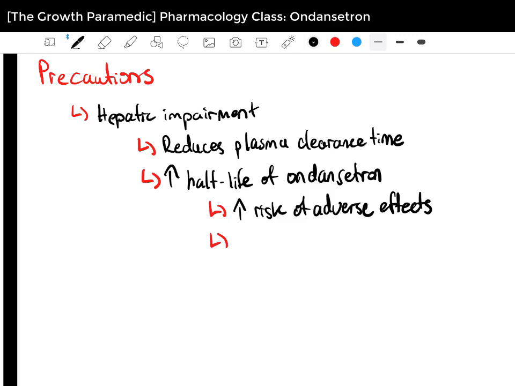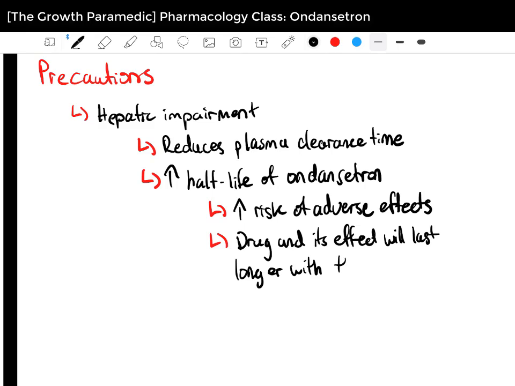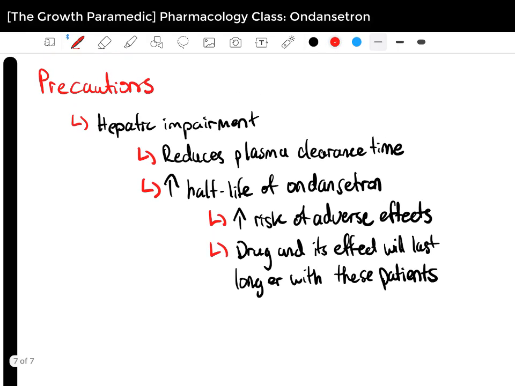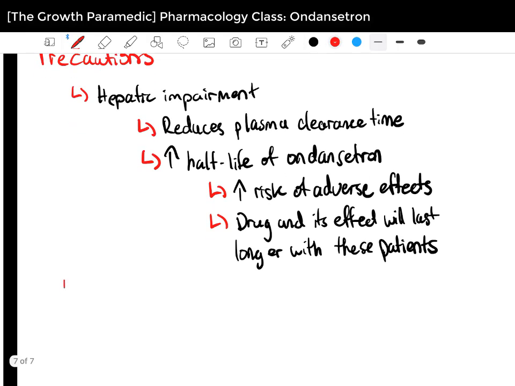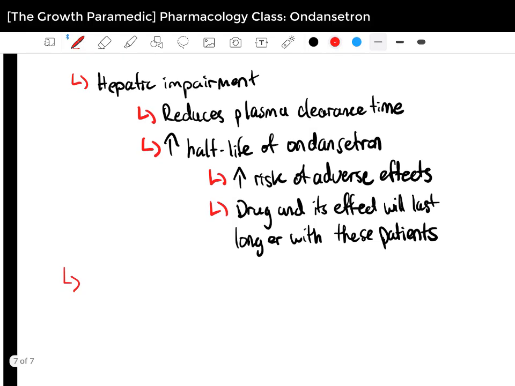So basically in these patients, the drug and its effects will last longer. So just be mindful of that when you're administering ondansetron, and just make sure you ask them if they have any medical condition like hepatic impairment, or if they have any issues with their hepatic system.